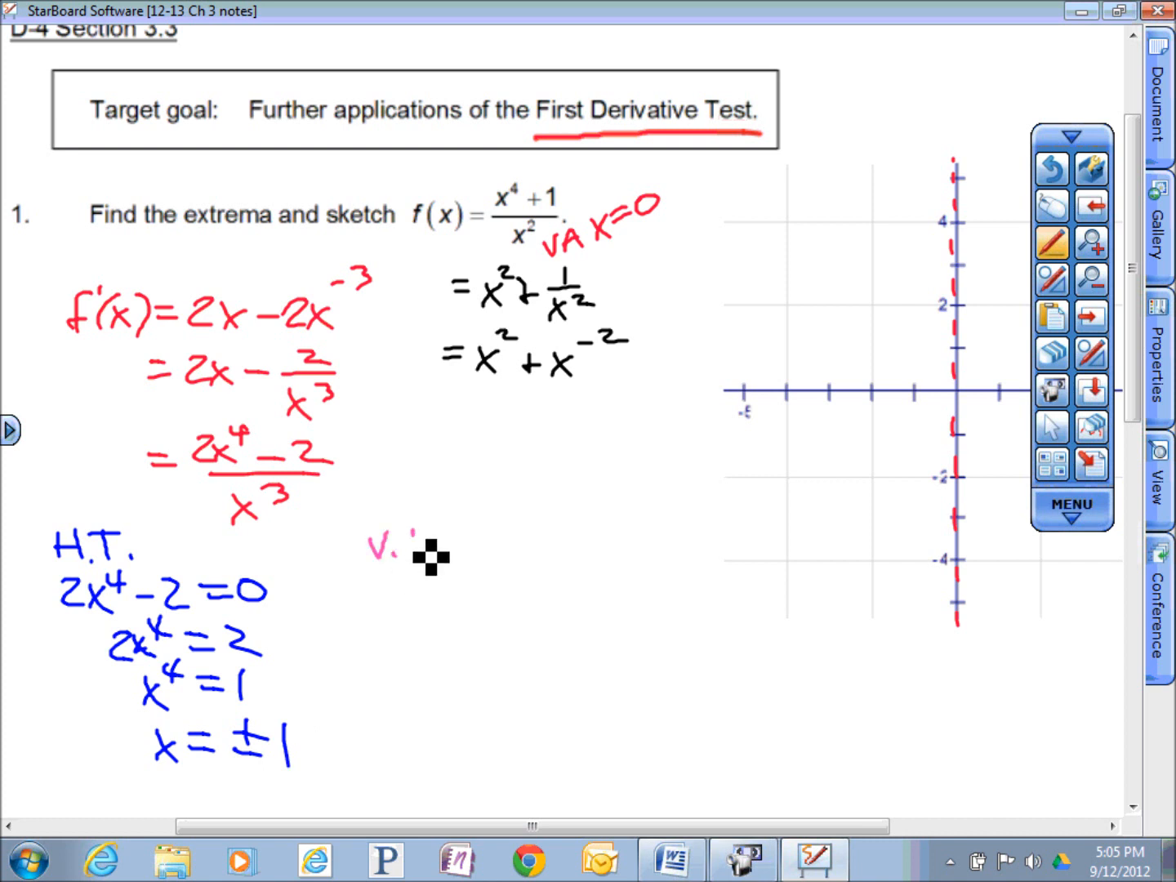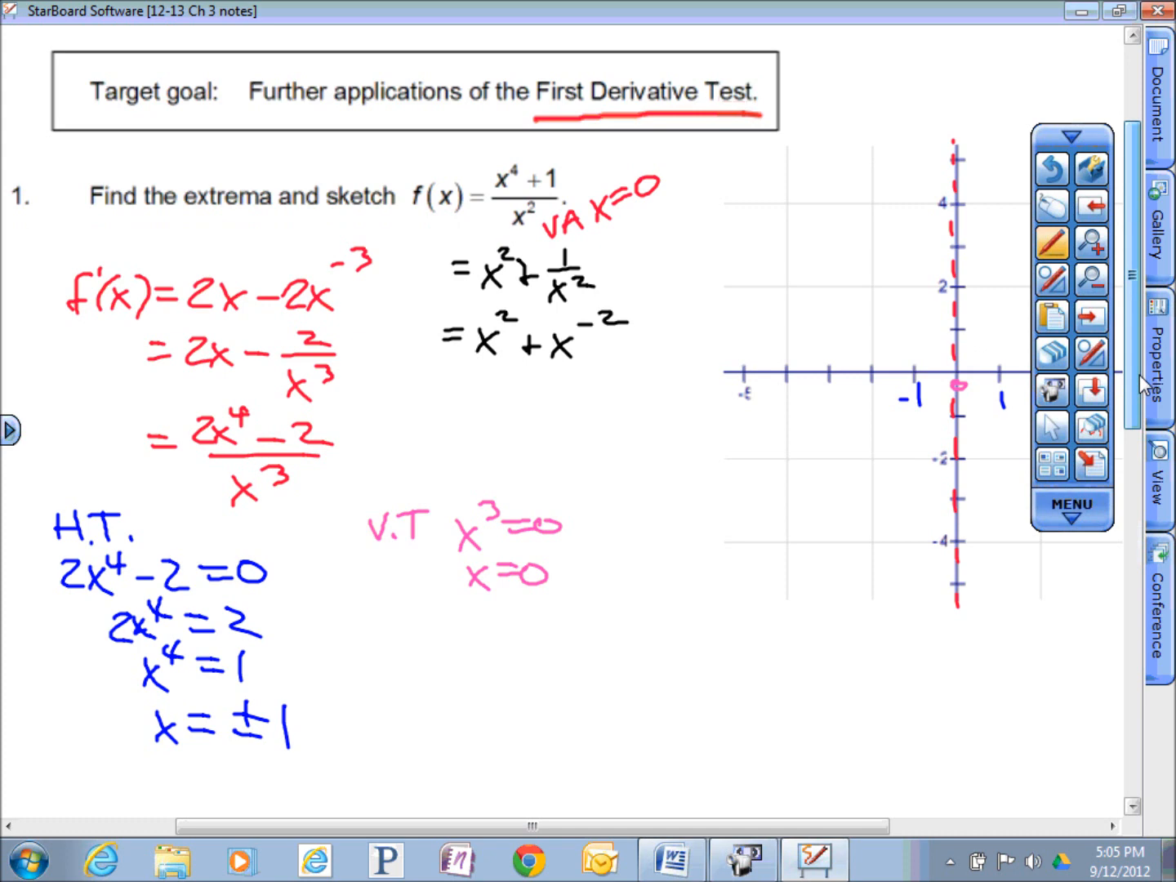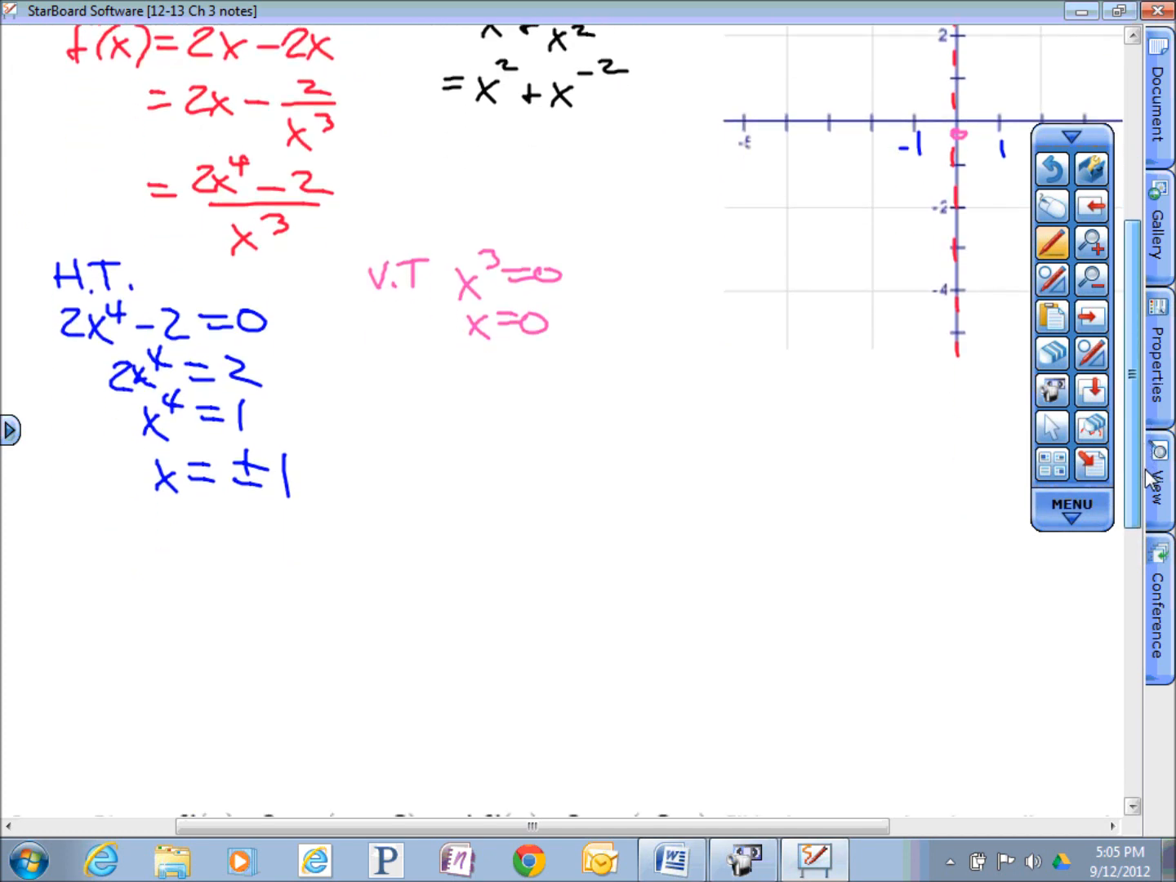Vertical tangent, we'll set the bottom equal to 0. x cubed is equal to 0, x equals 0. So I've now got my values set up. I know I have something going on at x equals negative 1, I know I have something going on at x equals 1, and I also have something going on at x equals 0. But as I look at x equals 0, we've already said there's a vertical asymptote there, so there can't be a max or a min.